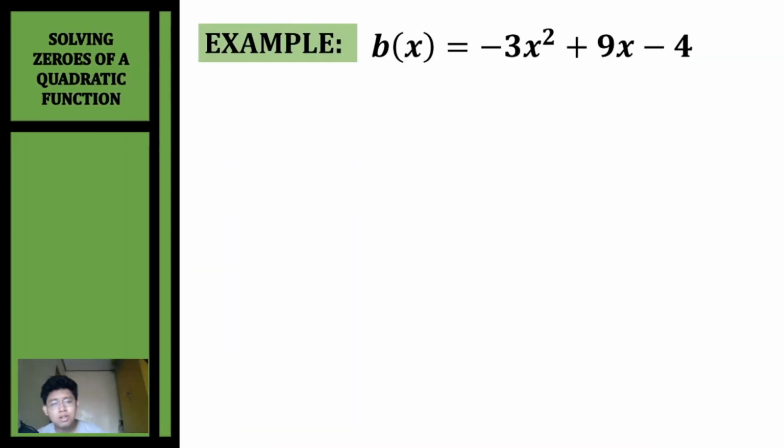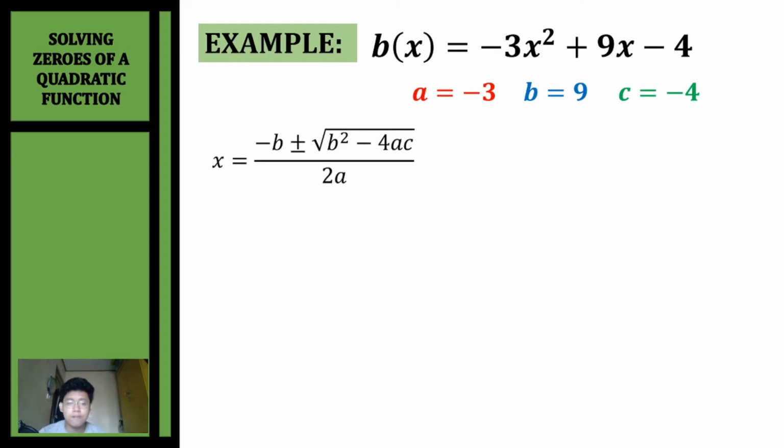Okay, let's have another example. Let's solve for the zeros of the quadratic function b of x is equal to negative 3x squared plus 9x minus 4. First thing that we need to do is to identify the values of a, b, and c from our quadratic function. So our a is equal to negative 3, our b is equal to 9, and our c is negative 4. Now, let's substitute these values of a, b, and c into our quadratic formula.